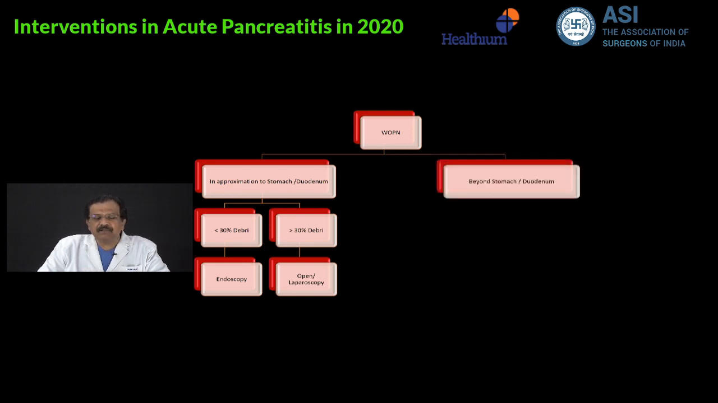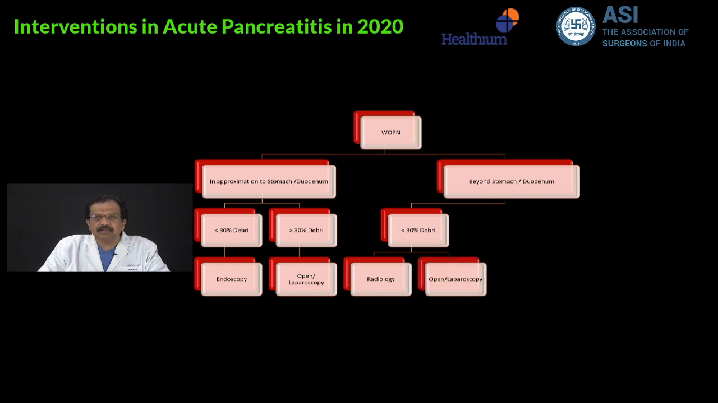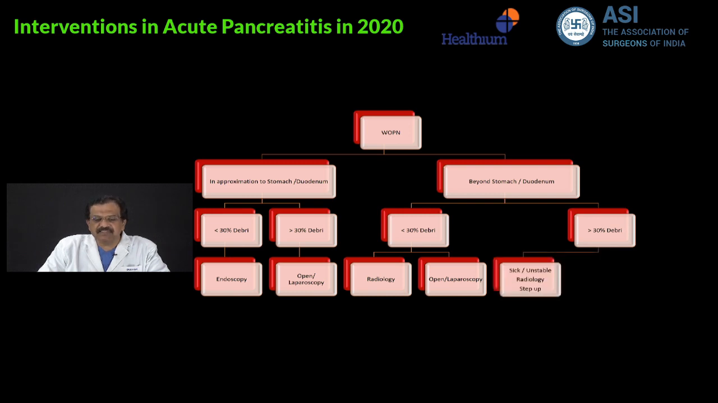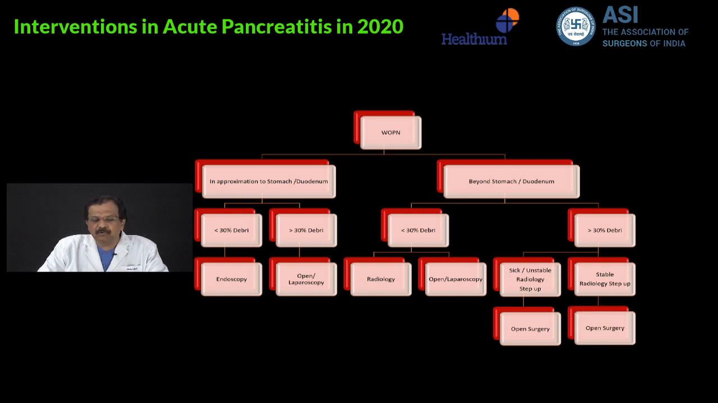Now if the walled-off necrosis is extending beyond the stomach or the duodenum, with less than 30% debris, these are the patients who do very well with the interventional radiology step-up approach, or these patients can go for open or laparoscopic procedures if the expertise for interventional radiology is not available. But if the debris is more than 30% and this patient is sick and unstable, it is better that you do a pigtail catheter initially or a radiological step-up approach, and if it fails, we have to go for open surgery. If the patient is stable, you can take this patient for a radiological step-up approach, and if it fails, you can go for open surgery.